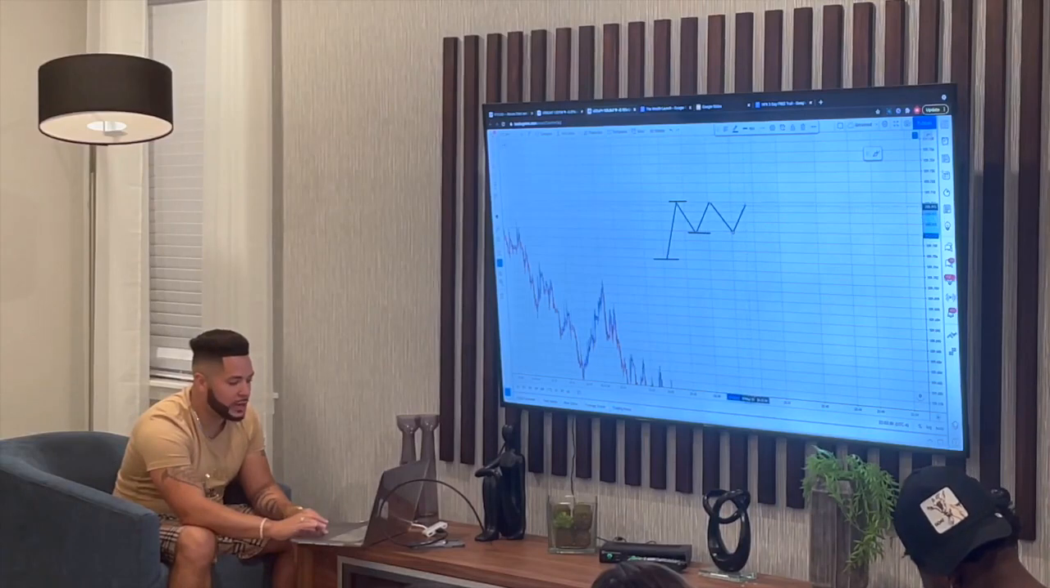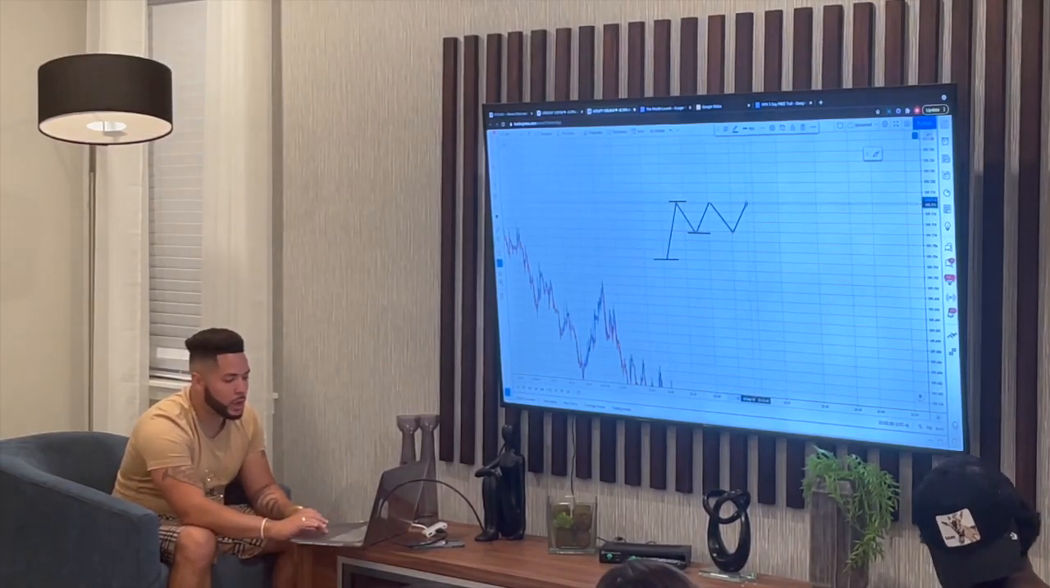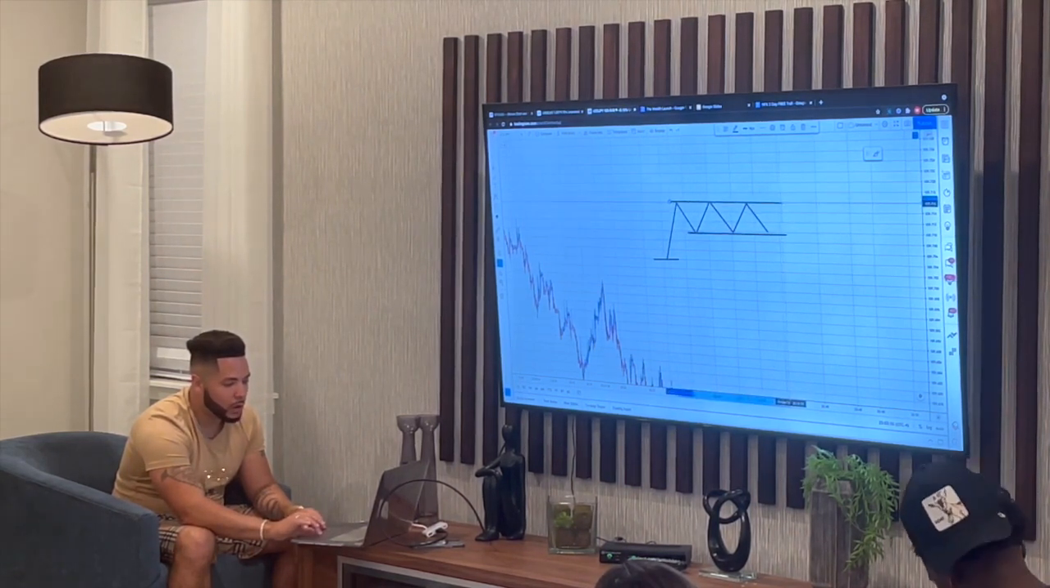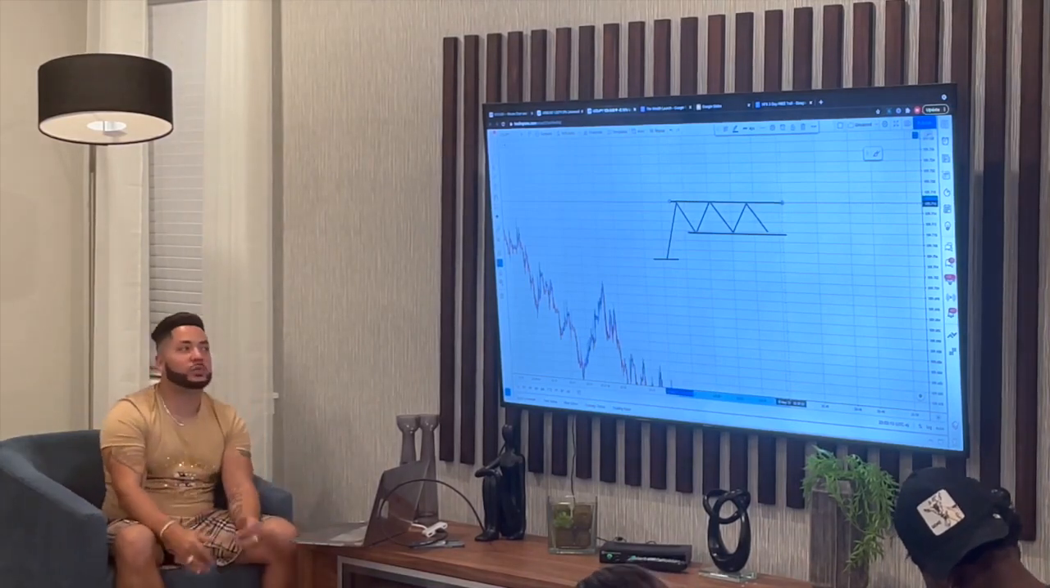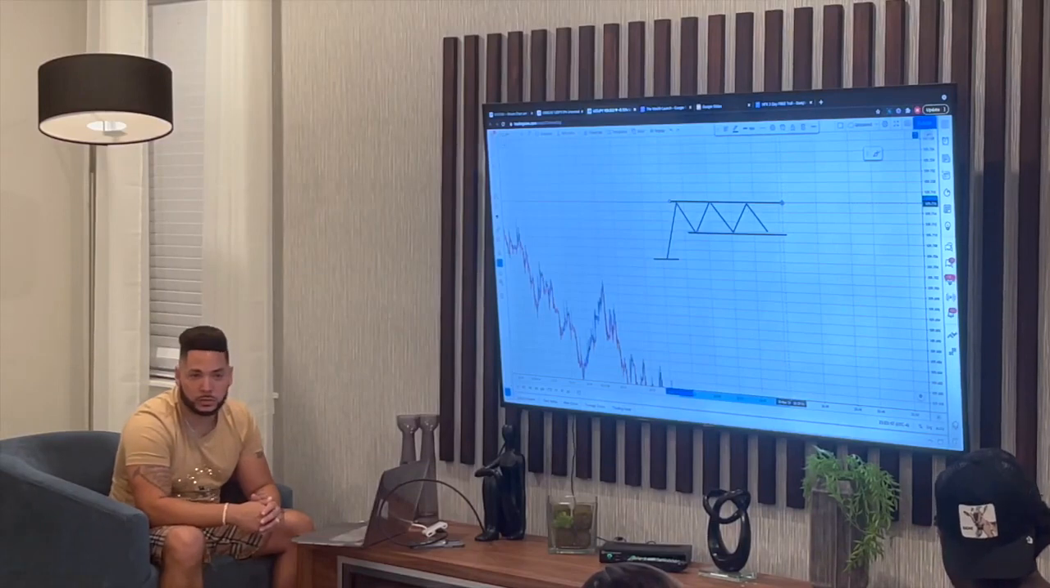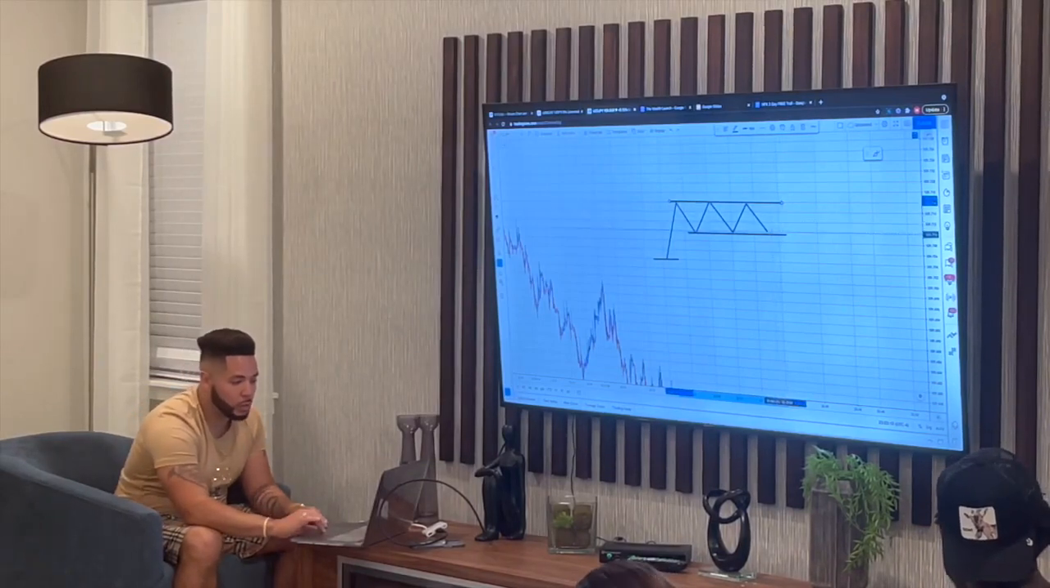When it comes back over here, what is it doing? Equal high. When it comes back over here, what is it doing? Equal low. As long as it stays in this range, what is this market doing? Consolidating, right? Okay. If this market wants to go in an uptrend, what does the market need to do?